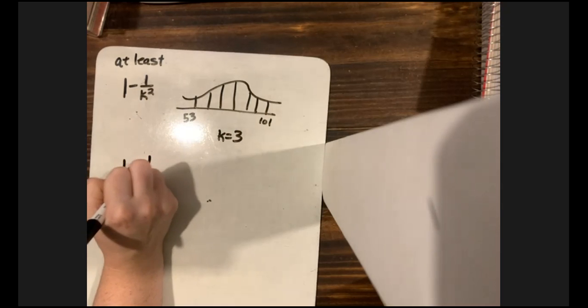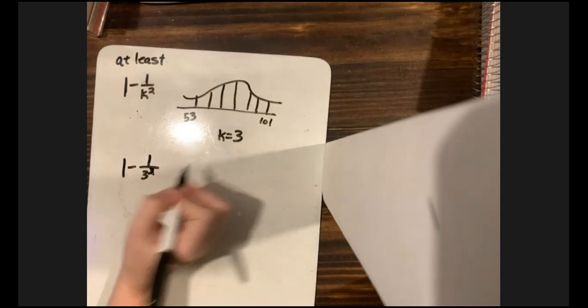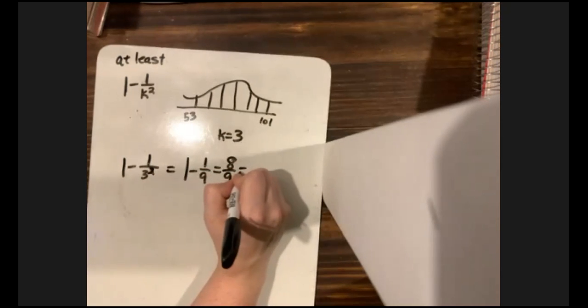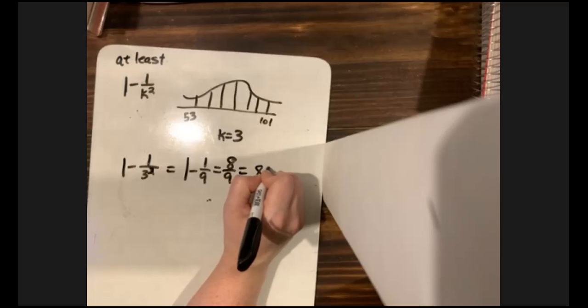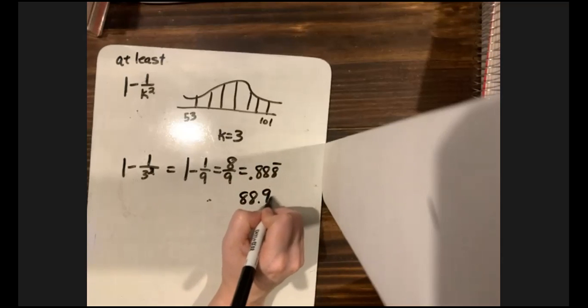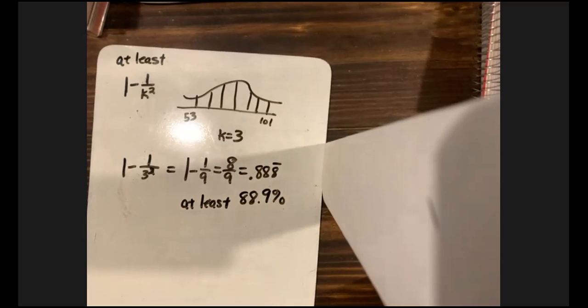So I'm going to do 1 minus 1 over 3 squared, which is 1 minus 1/9, which is 8/9. That in decimal is 0.888 repeating basically. So that's going to be 88.9%. And again, this is at least this much.